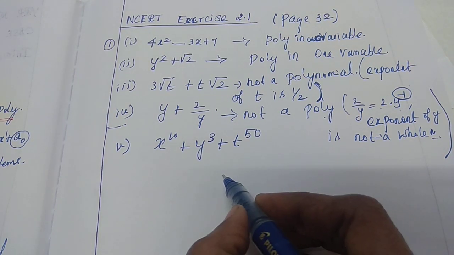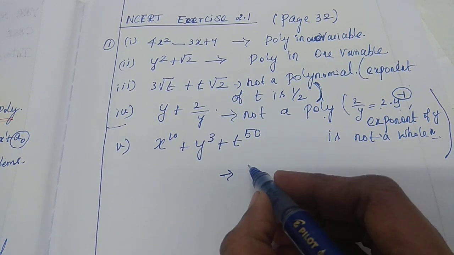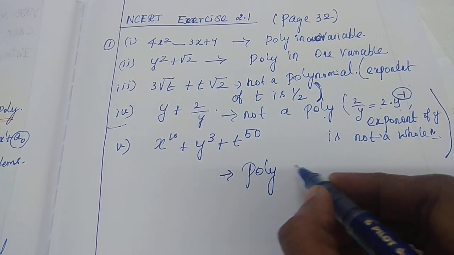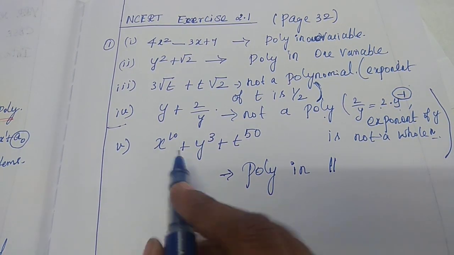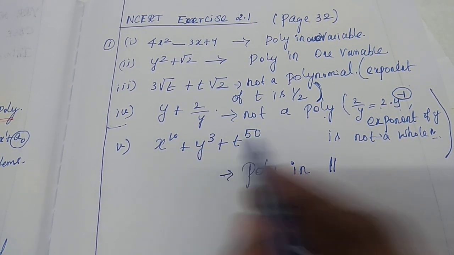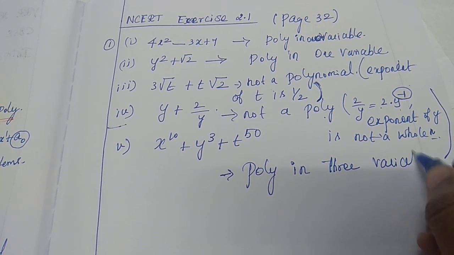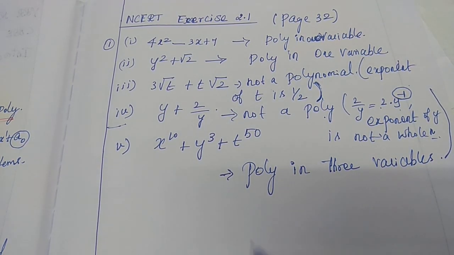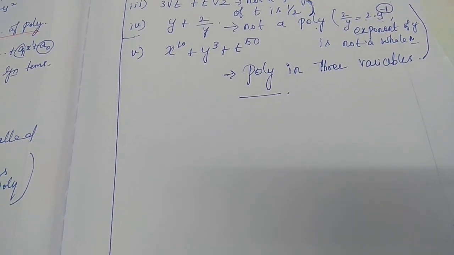And division number 5 is a polynomial in more than one variable. Actually here x, y and z. So it is a polynomial in 3 variables. Question number 1 over. And move to question number 2.